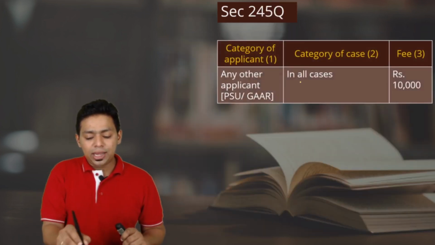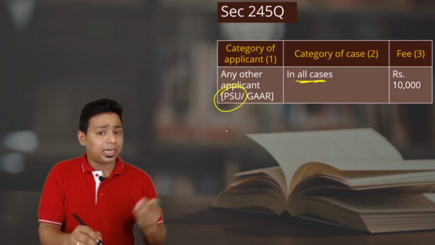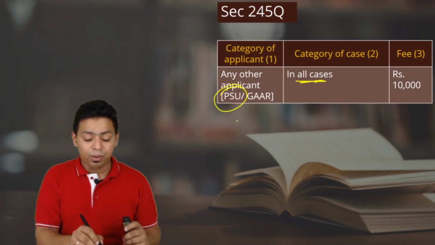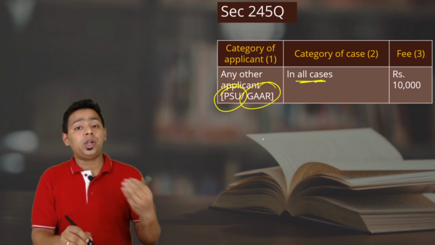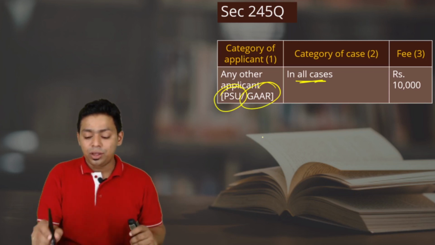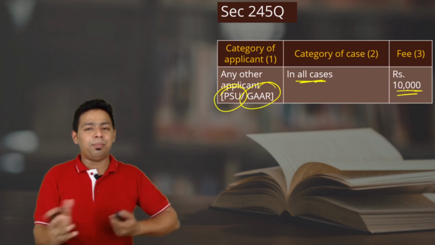So what about any other case? Any other case means a public sector undertaking whose case was pending, do you remember? Or somebody who wanted to check whether the transaction is an impermissible arrangement or not. That is the GAR provision. For them the fee is only 10,000. They are Indian people, so it's okay.